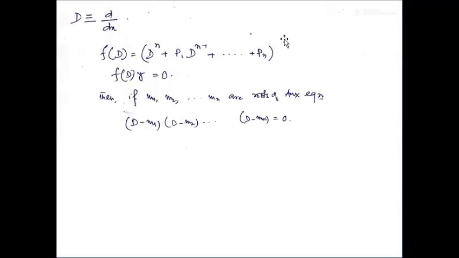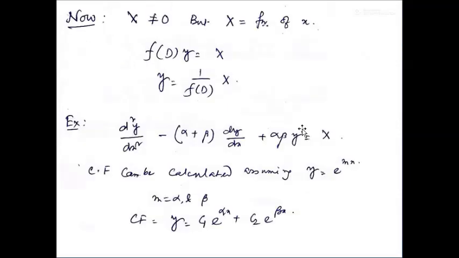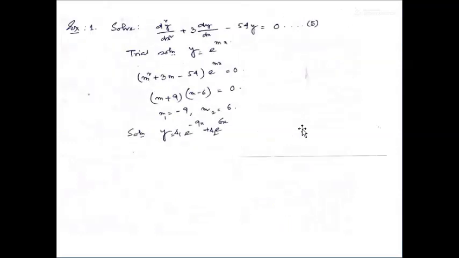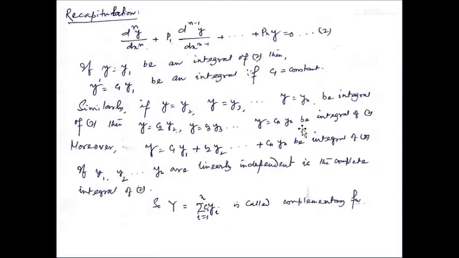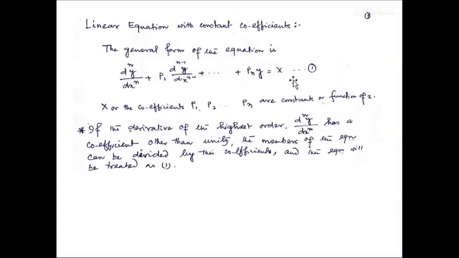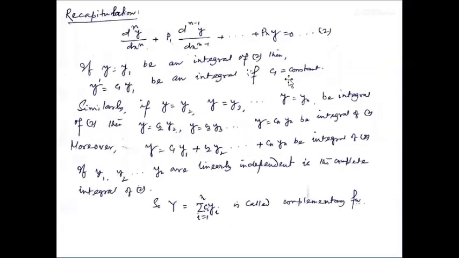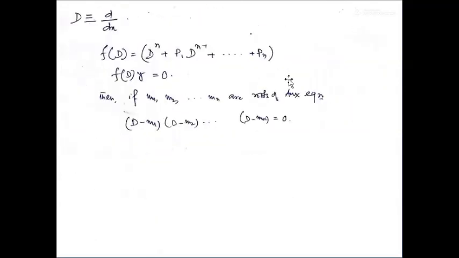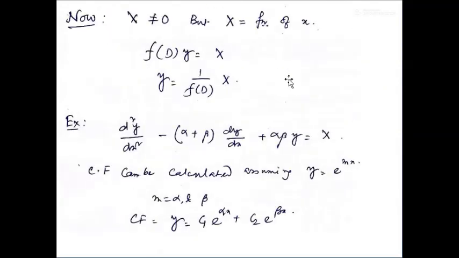So for m number of roots, I can write the complete form of this differential equation in this form: (D - m1)(D - m2) up to (D - mn) equal to 0. But when the right hand side X is not 0, if there exists some X here and this X will not be 0, this will be an inhomogeneous equation. Now for an inhomogeneous equation, you have to solve this differential equation.